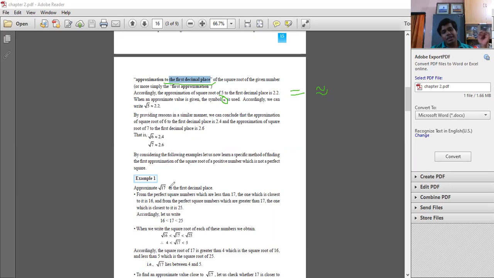Example 1. This is very good, because if you are a person who doesn't know square roots, this is a very good question to see first. Find the approximate square root of 17 to the first decimal place. Not just root, square root 17 to the first decimal place.